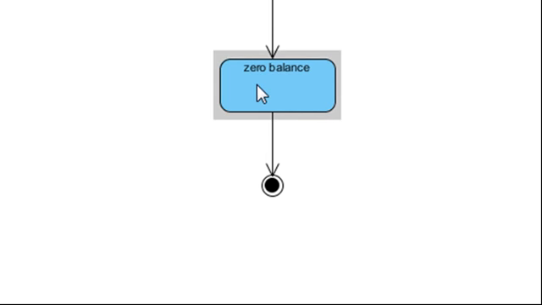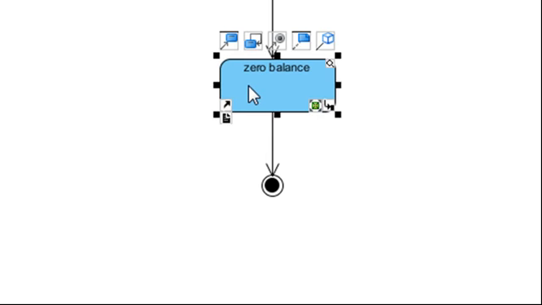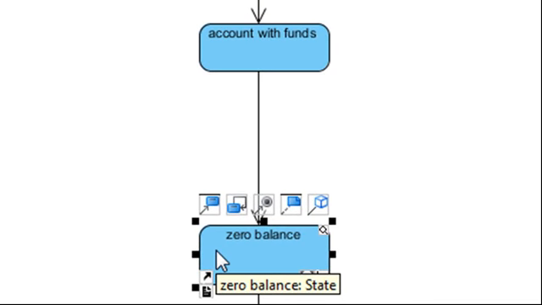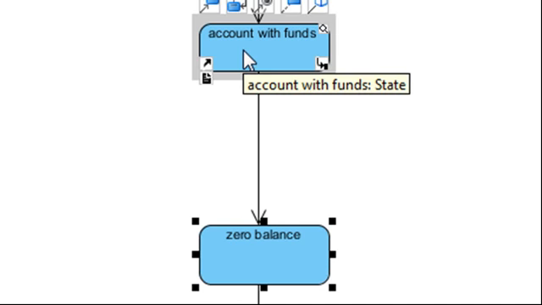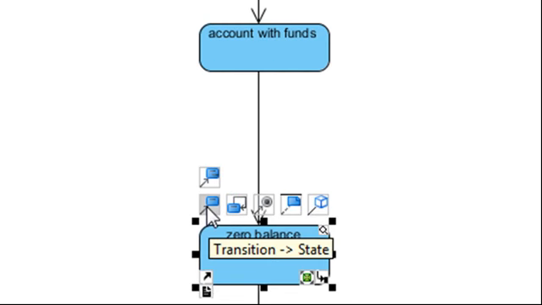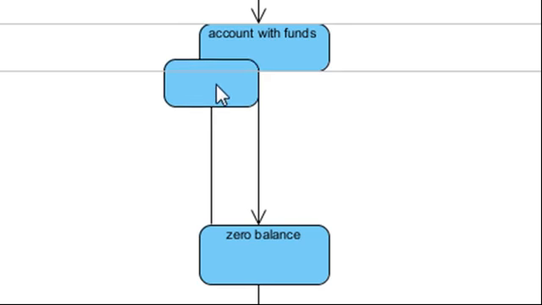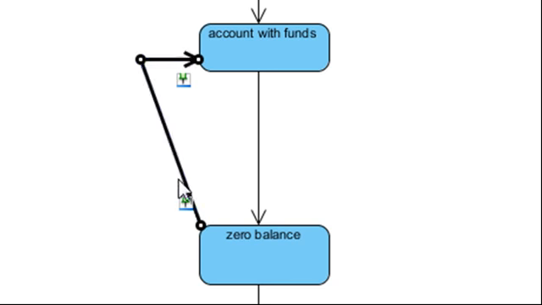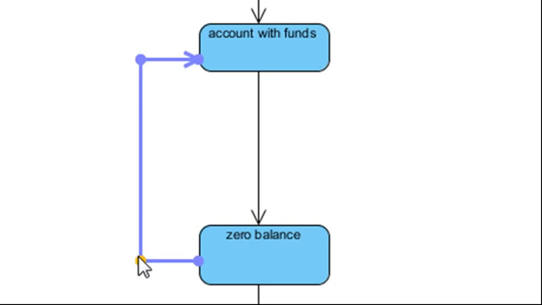Now let's come back to the zero balance state here. Let's just say that you put some more money in, and that would move you back to the state up here. To draw that transition, drag this icon here and then drop it over. Let's rearrange the line a little bit and then drag it.